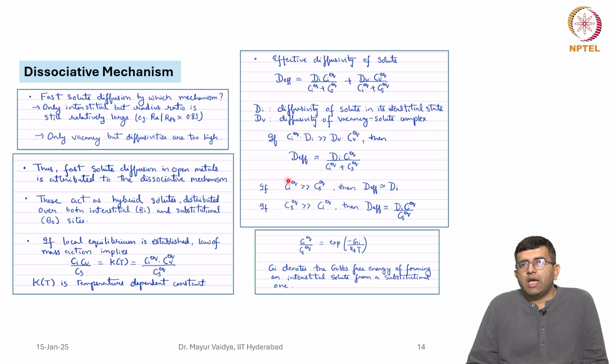If Ci equilibrium is much greater than Cs equilibrium, then you have the effective diffusion coefficient as Di. If Cs equilibrium is much greater than Ci equilibrium, then the effective diffusion coefficient is Di into Ci equilibrium by Cs equilibrium. The ratio of this is equal to exponential minus Gi by kBT, where Gi denotes the Gibbs free energy of forming an interstitial solute from a substitutional one.